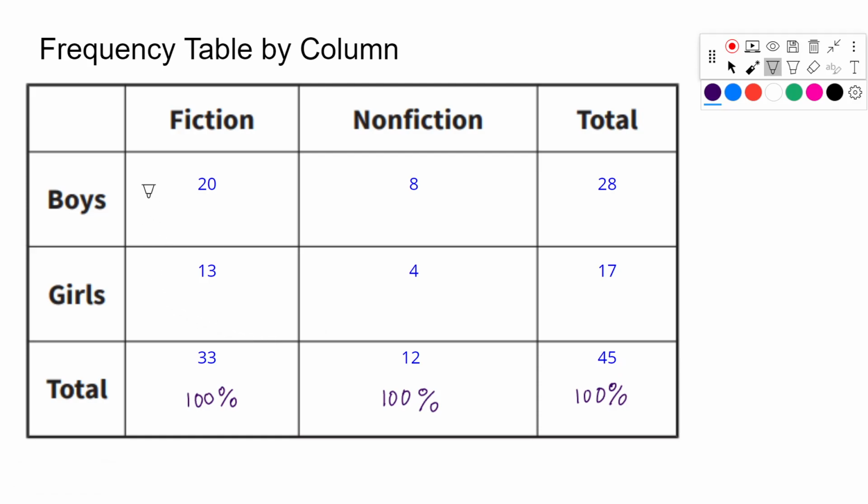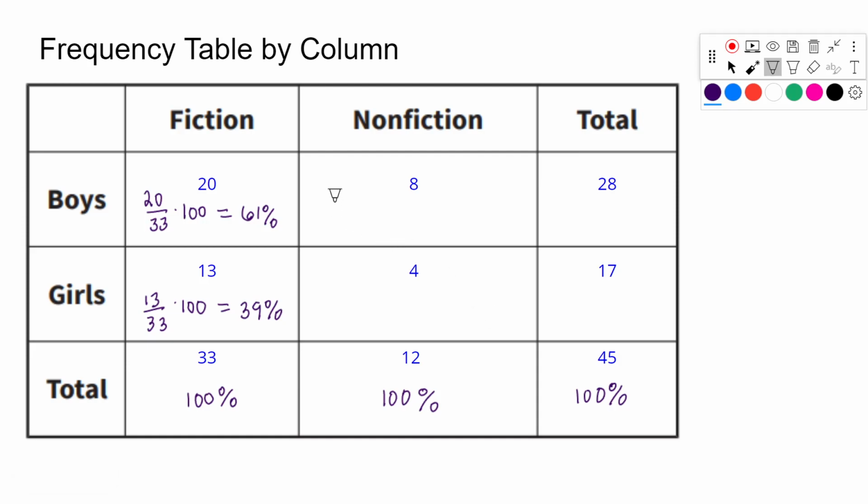So let's start with fiction. 20 out of 33 were boys. So we find that value is 61%. And then the remaining 13 out of 33 were girls. And 100 minus 61 is going to be 39%.